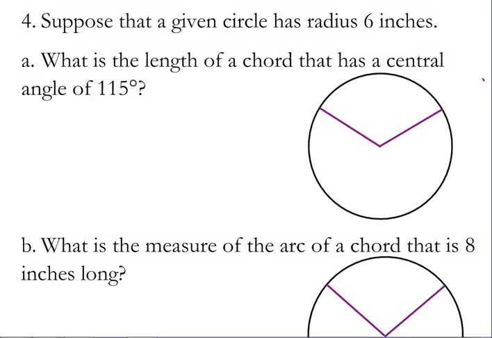So first of all, they tell us, suppose that a given circle has a radius of 6 inches. What is the length of a chord that has a central angle of 115 degrees? So I've given you a circle there with the center marked. You need to copy the angle that I've got up here. It's about a 115-degree angle. We're going to label this, and then we're going to try and answer this question.